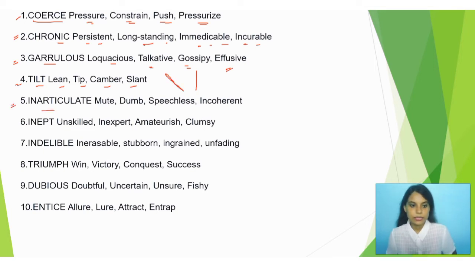Next, inarticulate means mute, dumb, speechless, or incoherent. Next is inept, means unskilled, inexpert, amateurish, or clumsy. Next, you have indelible, means inerasable, stubborn, like sticking to something particular, not moving. So very stubborn, having a lot of attitude, like ingrained, unfading. Triumph means win, victory, conquest, success. Next is dubious, means doubtful, uncertain, unsure, fishy, like kind of strange.